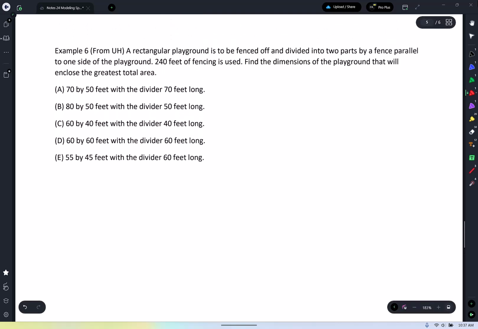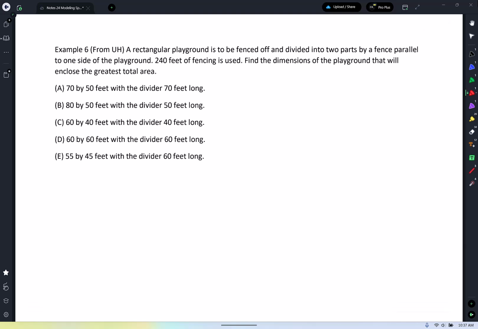Here we go. Don't worry, it's baby. A rectangular playground is to be fenced off and divided into 2 parts by a fence parallel to one side of the playground. 240 feet of fencing is used. Underline that. That's going to be your restriction. Find the dimensions of the playground that will enclose the greatest total area.